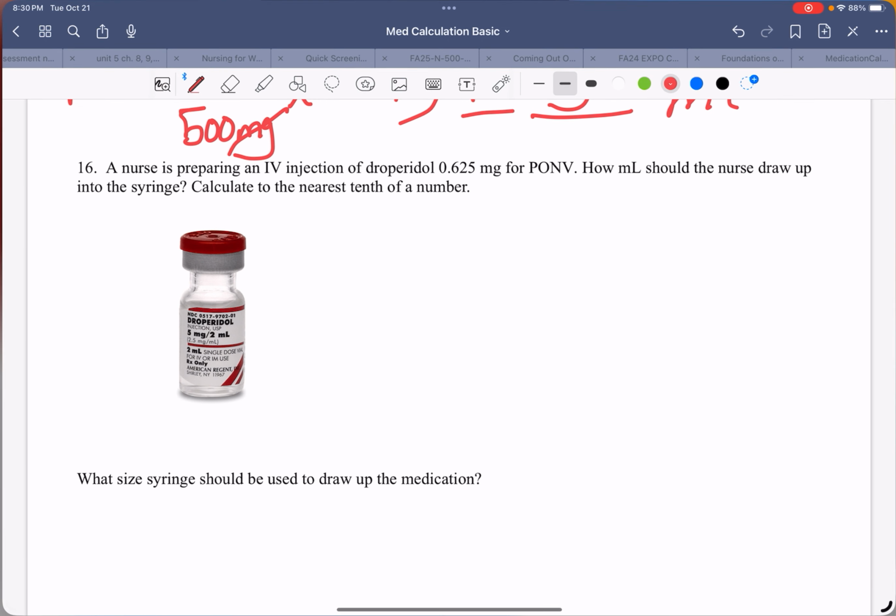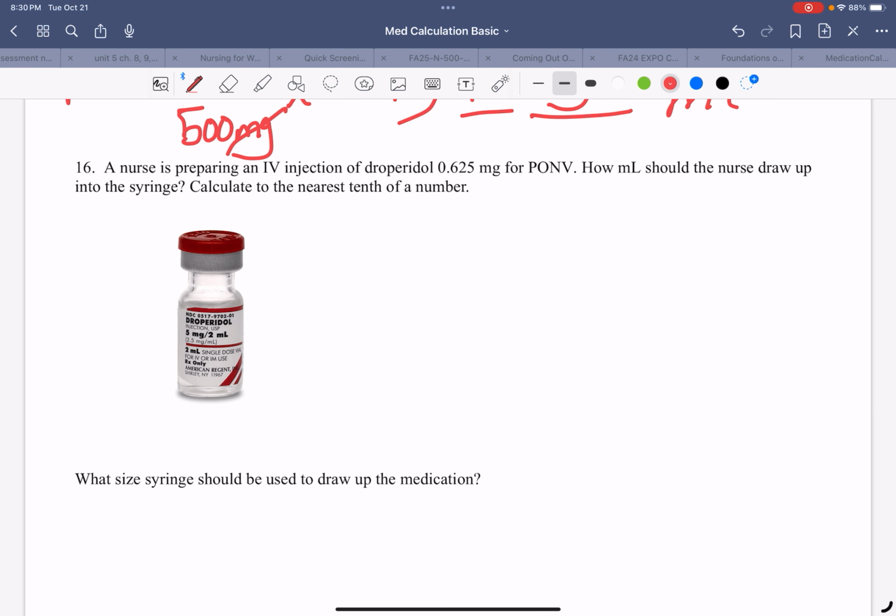Let's go ahead and just deal with this one. So again, let's read the instruction. So the nurse is preparing an IV intravenous injection of droperidol of 0.625 milligram for PONV. How many milliliter should the nurse draw up into the syringe?